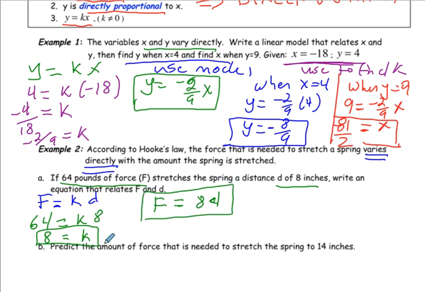And then we're going to predict the amount of force that is needed to stretch the spring to 14 inches. So now we can use the model. This means that d is equal to 14, and we're going to find the amount of force. So F is equal to 8 times 14. 8 times 14 is 80 plus 32, which is 112. And the units here are in pounds.